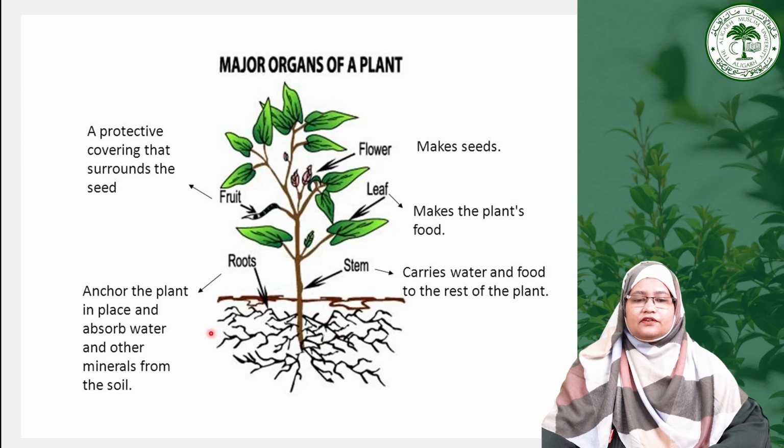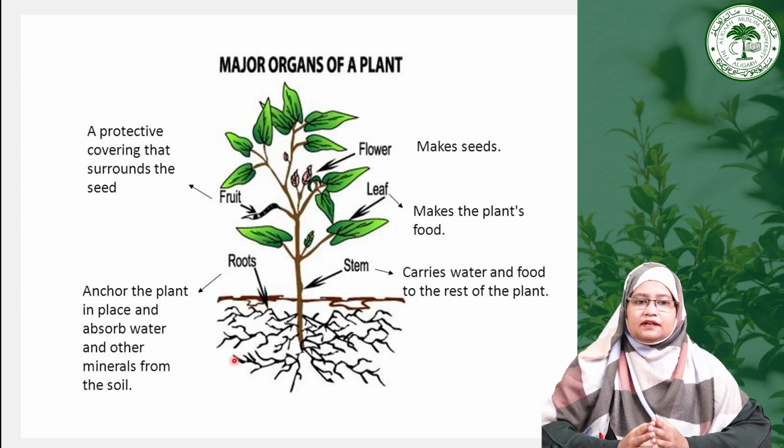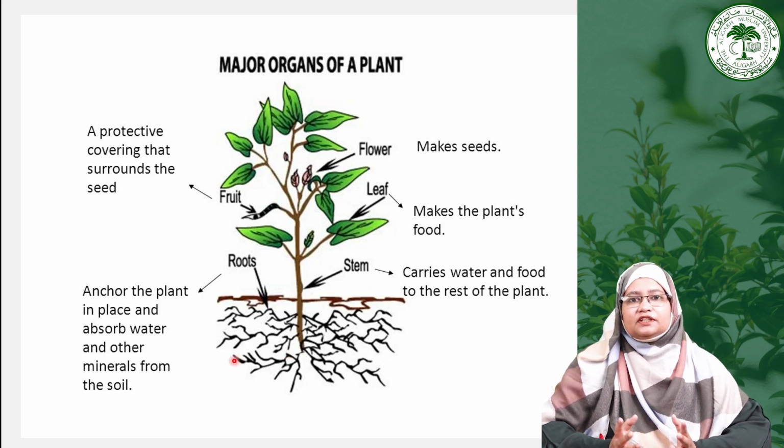The root, which is a part of the root system, anchors the plant in a particular space and absorbs water and other minerals from the soil. So the root provides the anchor and absorbs the nutrients and water from the soil.